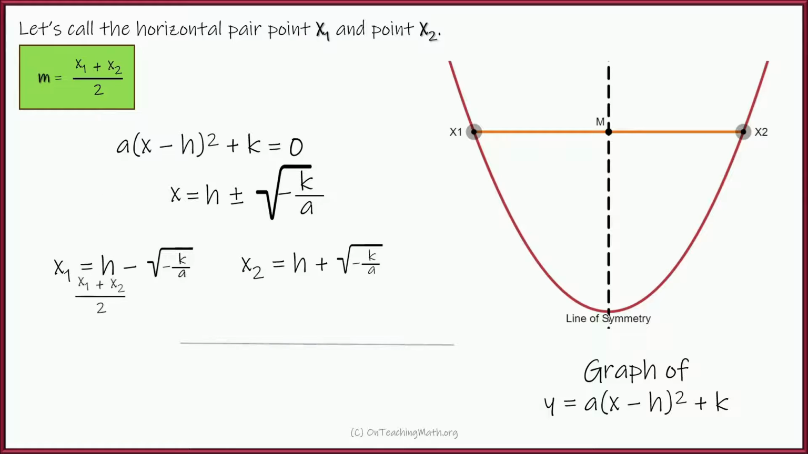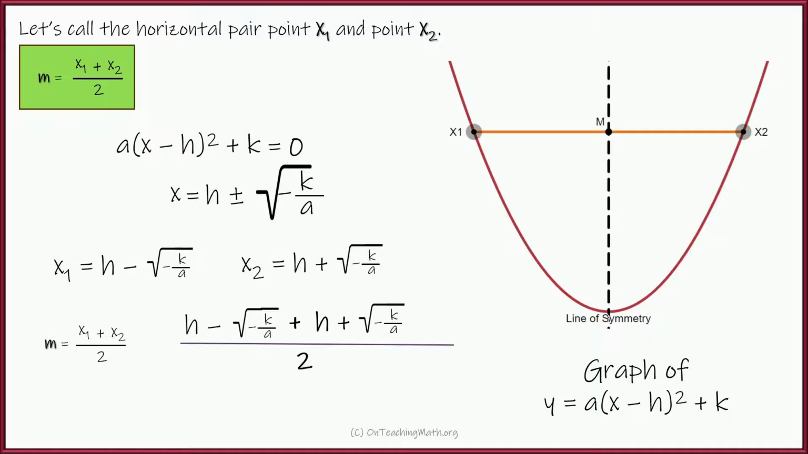Now let's use our midpoint formula, right? M equals (x1 plus x2) divided by 2. x1 is h minus the square root of negative k over a, plus x2, h plus the square root of negative k over a, all of that divided by 2. Let's go ahead and rearrange this, put like terms next to each other. These over here are exactly the opposite, so when I add those together, they make 0. And then h plus h, well, that's 2h. 2h divided by 2 is h. M equals h. Oh, that's kind of interesting.